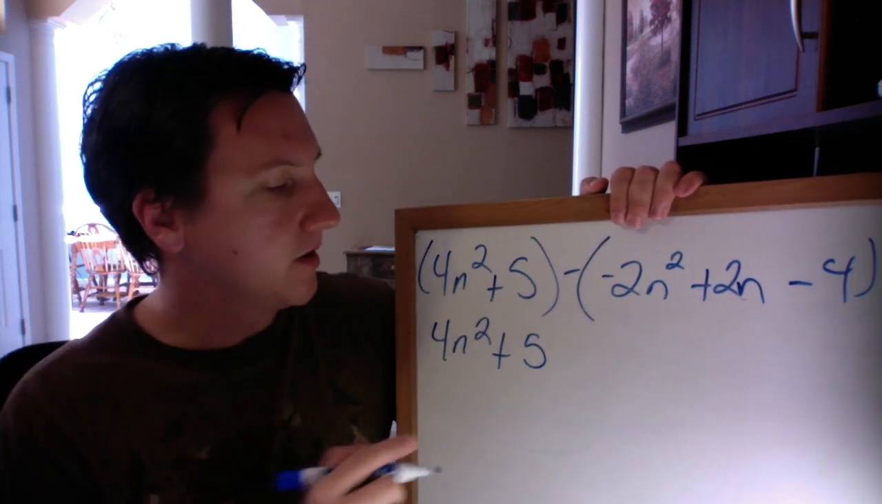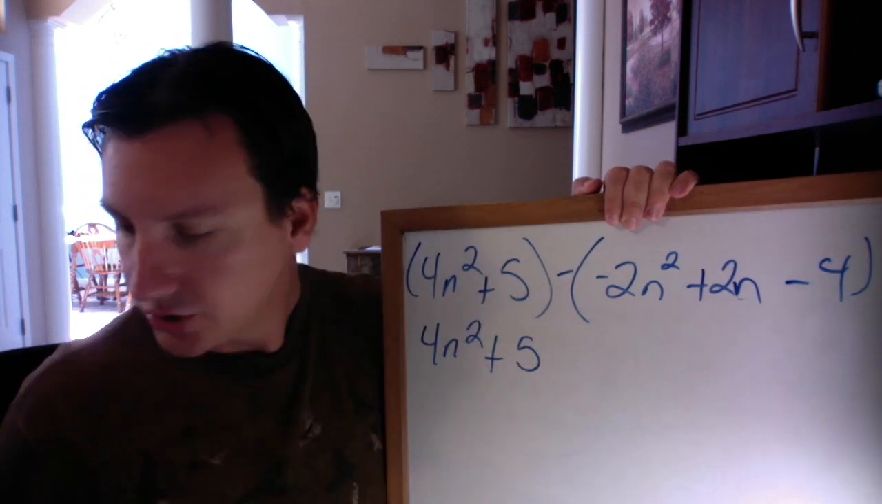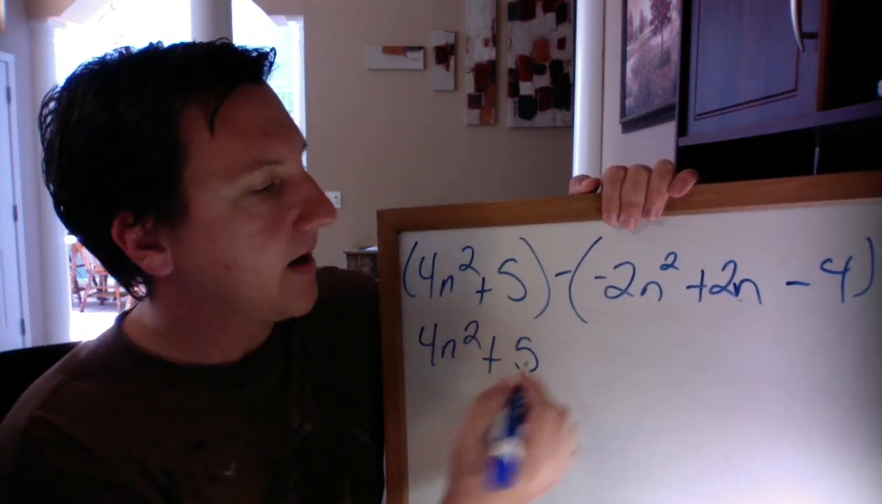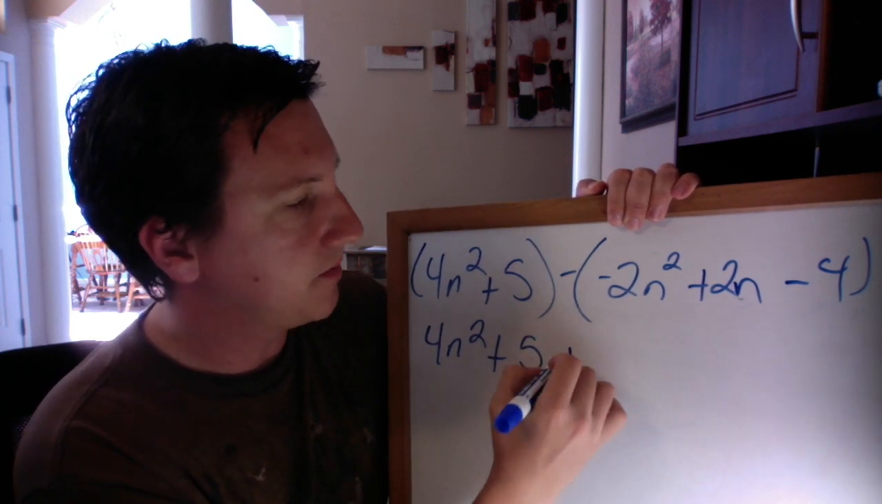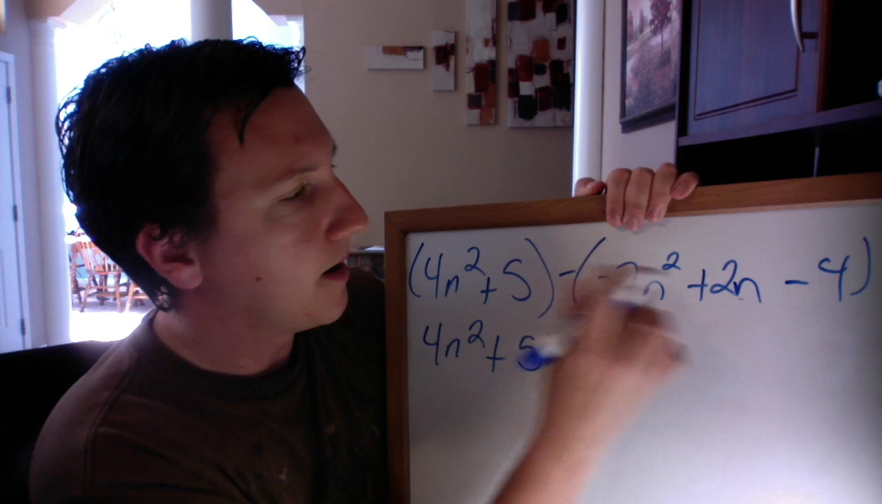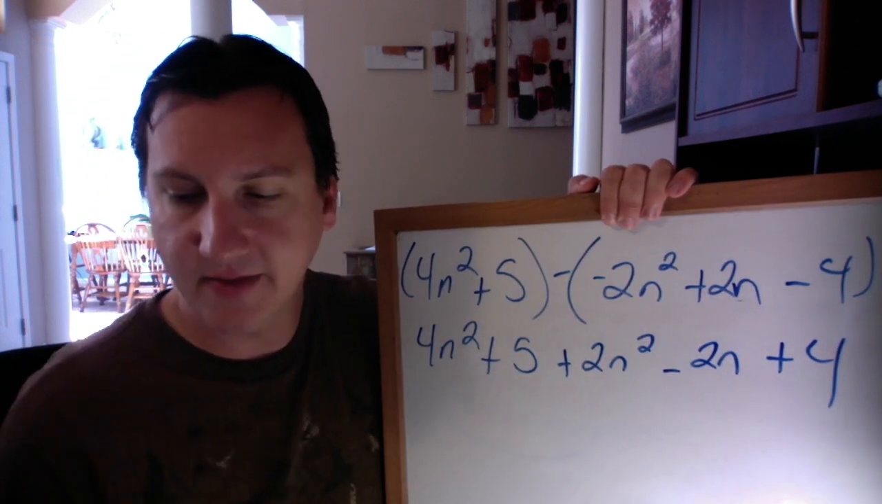Hold on. 4n squared plus 5 minus negative 2n squared, so that's plus 2n squared, minus 2n plus 4. That's how that works out.